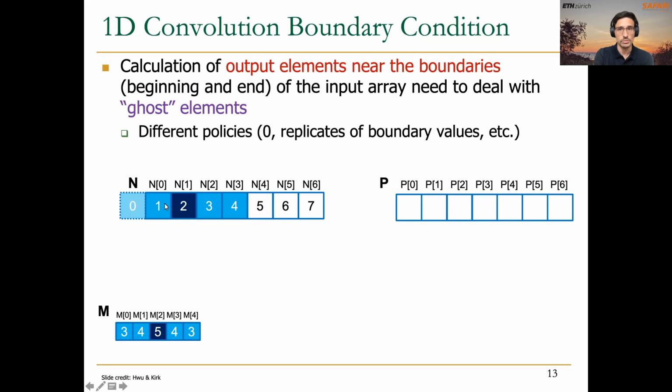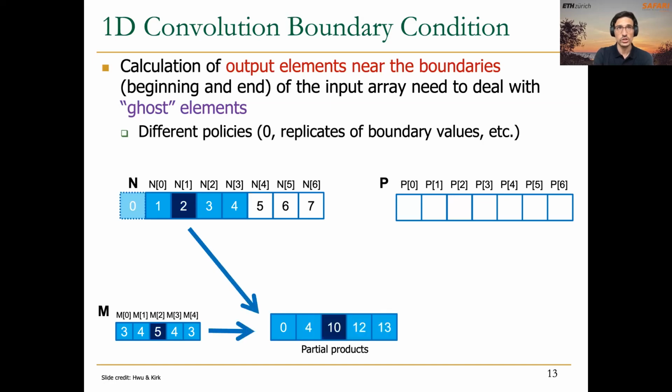So in this particular example, we are using zero as a ghost element, as you see here. And we have to use this ghost element in this specific example when we want to calculate P1, so when we place the mask centered on top of N1. Here we perform the multiplications, and because the ghost element is zero, the corresponding partial product is zero. After that, we perform the reduction and obtain the value P1.